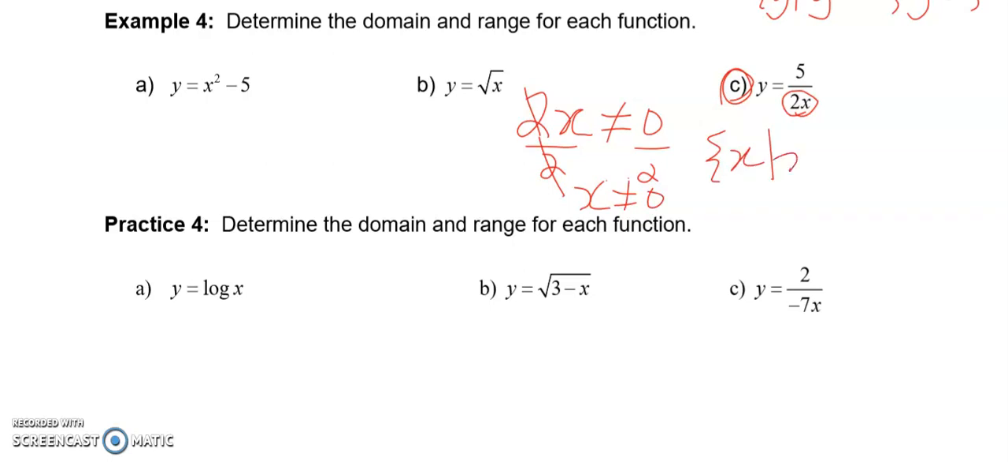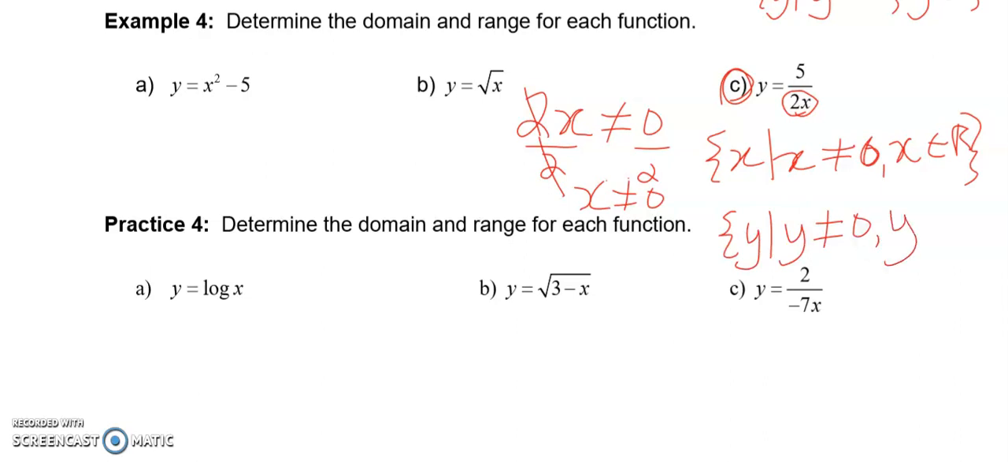Values of x such that x is not allowed to equal 0. X, that's a 0 there. X is an element of the real numbers. And the range, of course, I just mentioned a moment ago, that's going to be everything except 0 as well. It's always everything except 0 for these types of rational functions, okay? So there's your domain. That's a 0. So that's your domain and range for part C.